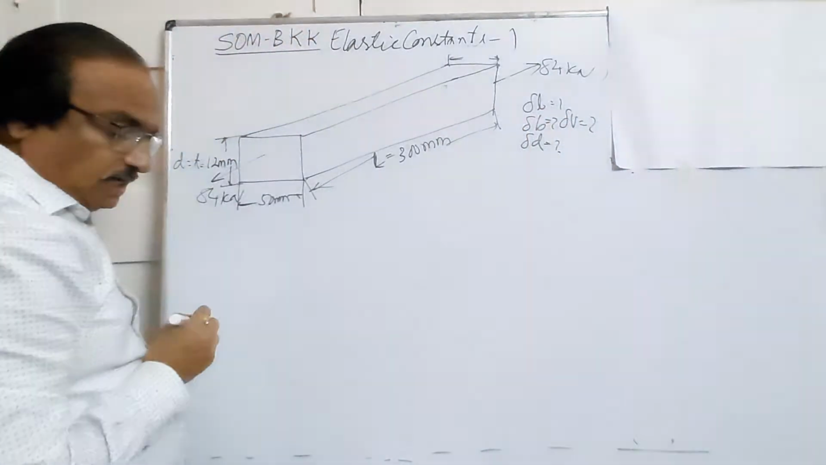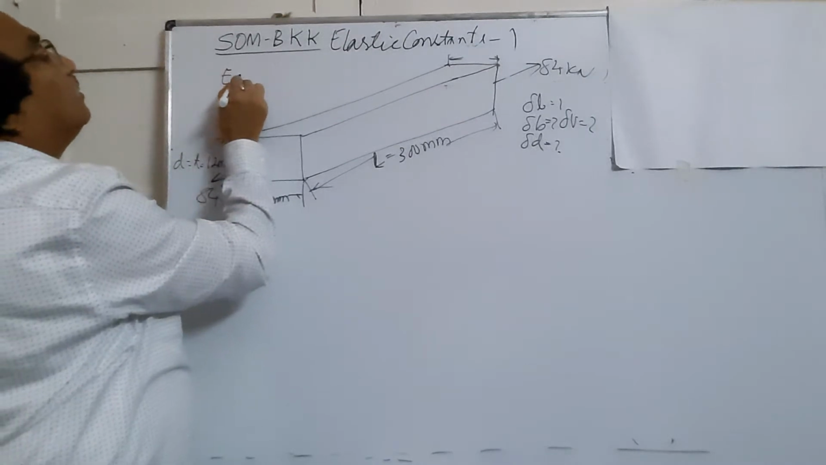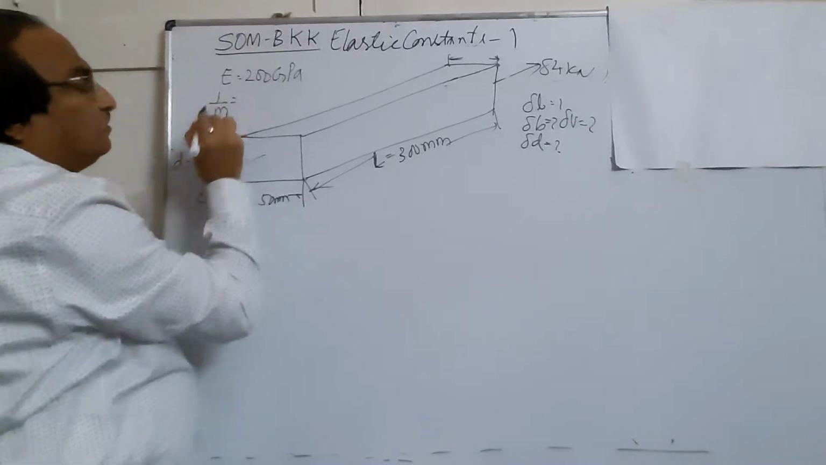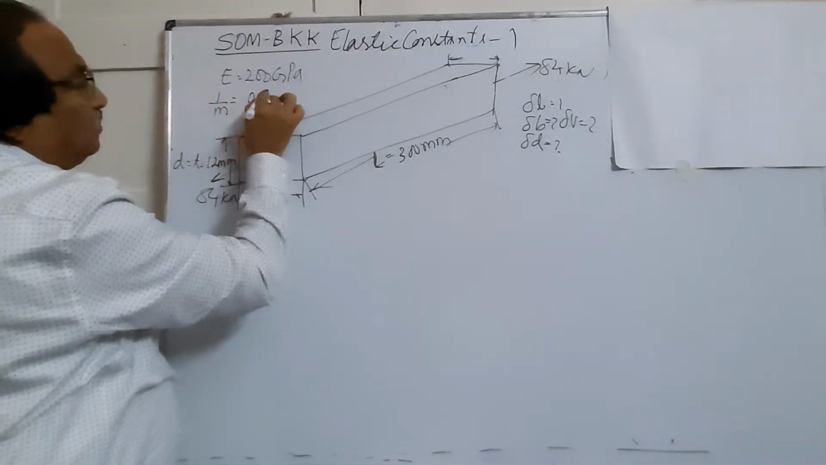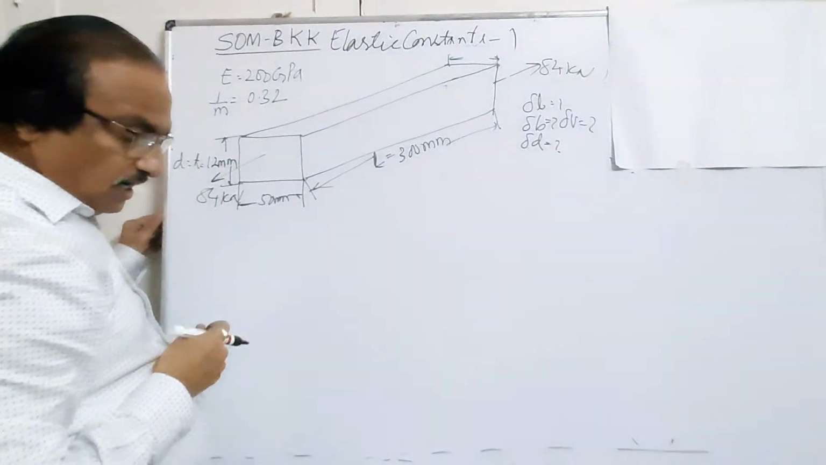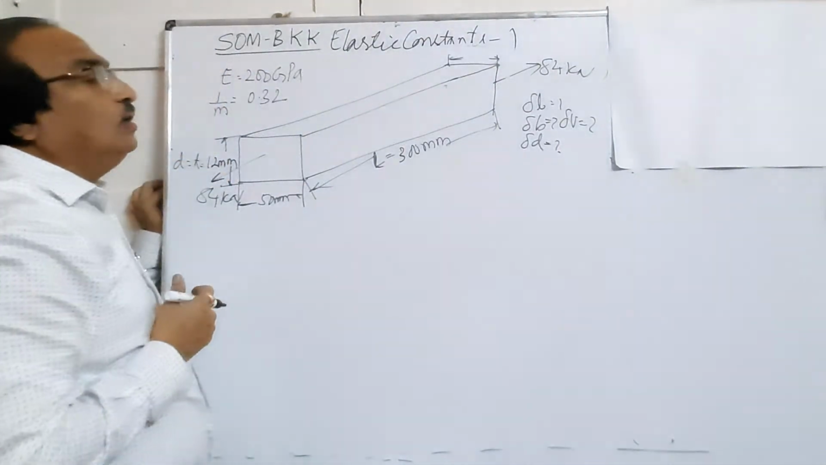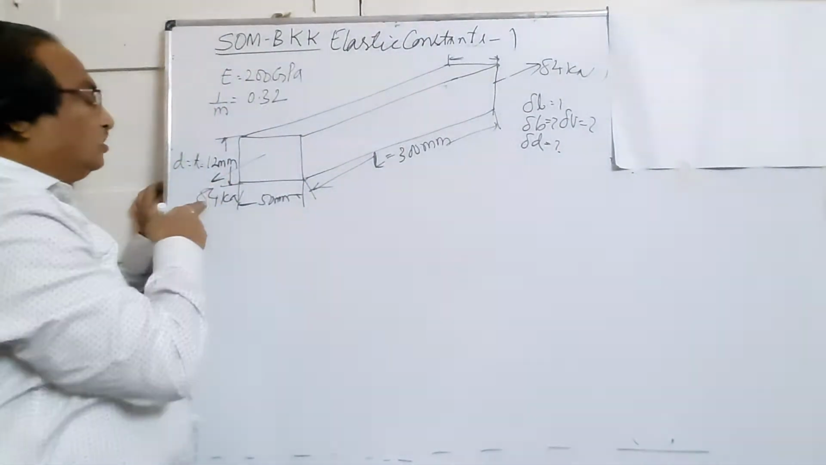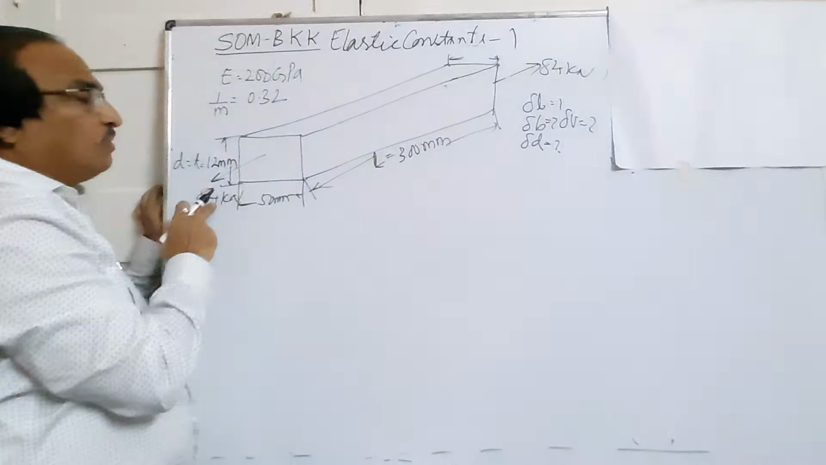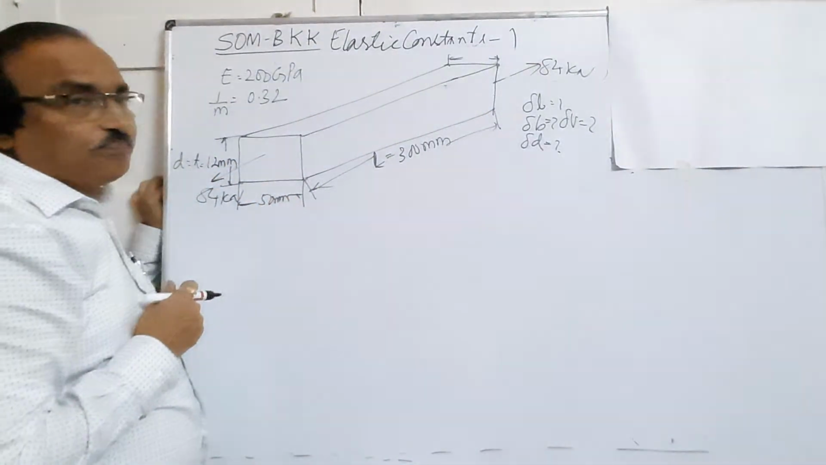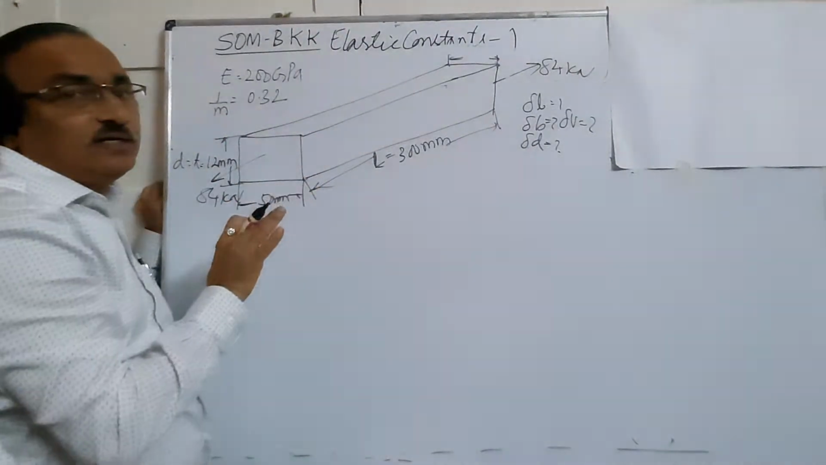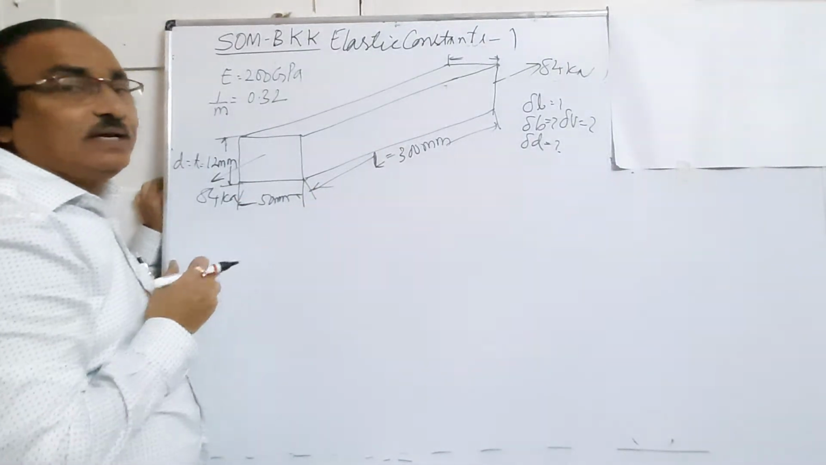So the data you need here is Young's modulus, E is equal to 200 GPa. Poisson's ratio 1 by m is given in the problem as 0.32. So with this data, you will have to determine the change in the length, width, thickness and volume of the bar. Now one thing is there, you know the load acting, normal load, and you know the area on which it is acting. So this normal load by area will give normal stress. You know Young's modulus, so you can find out strain as stress by strain. You can find out the strain in the direction of the length.